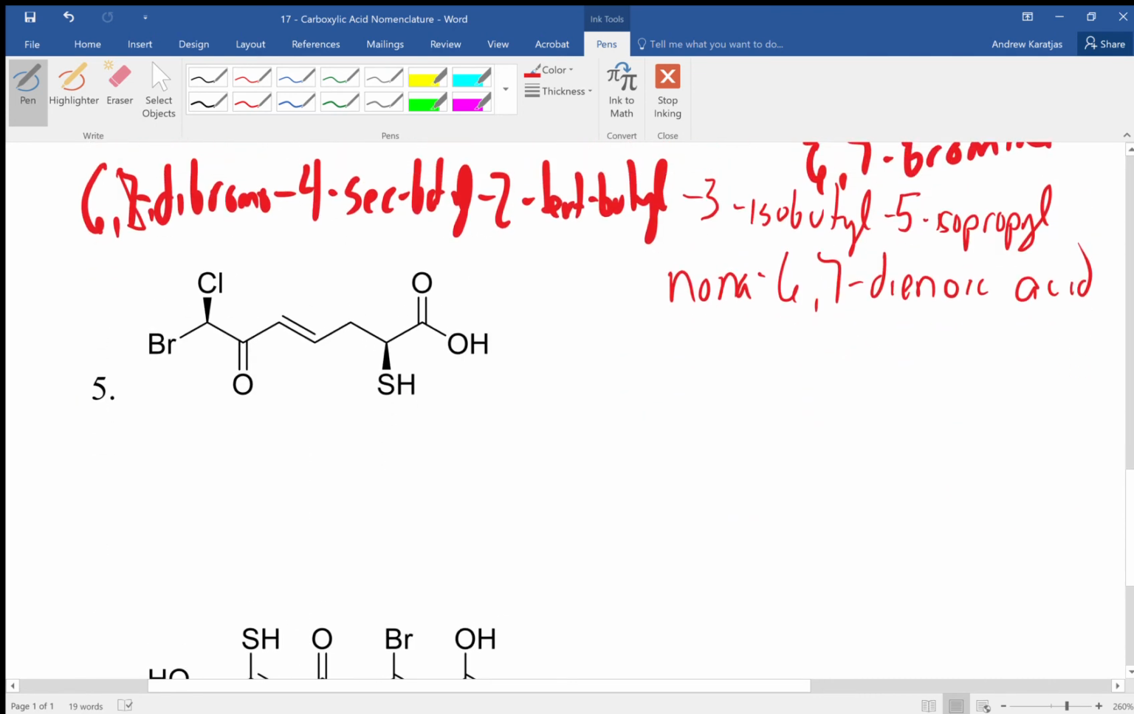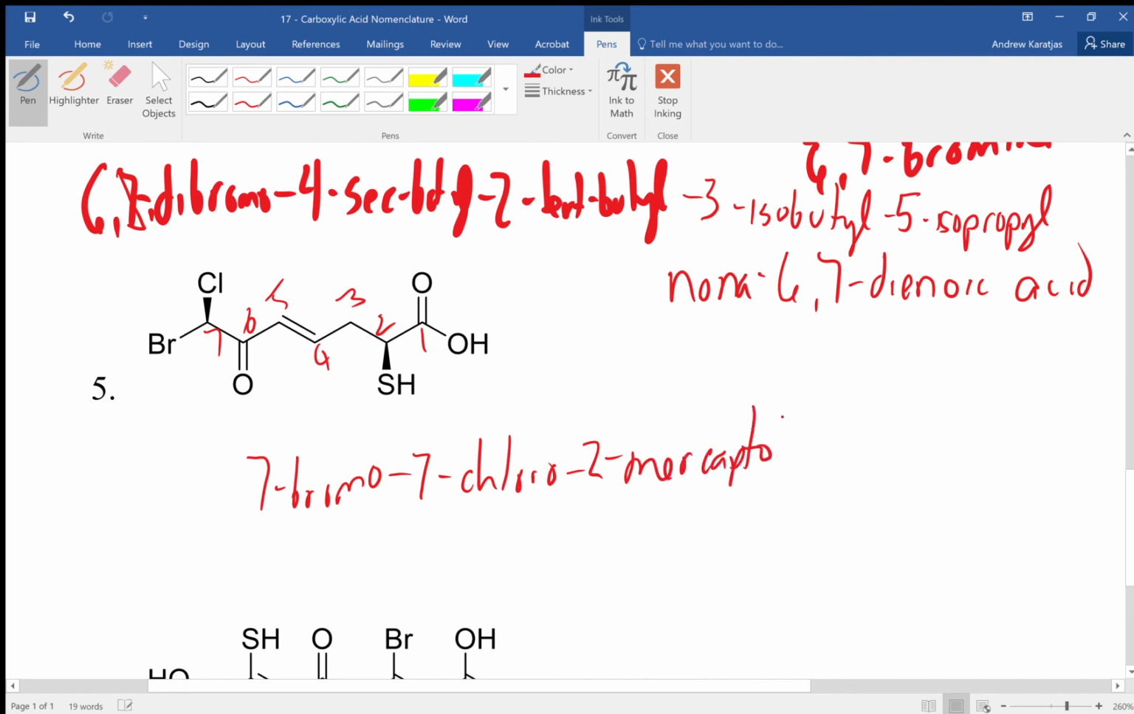Alright, number 5. More of the same at this point. 7-bromo, 7-chloro, 2-mercapto, 6-oxo, hept-4-enoic acid.